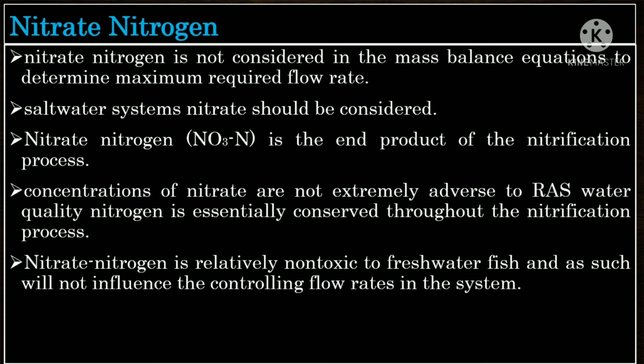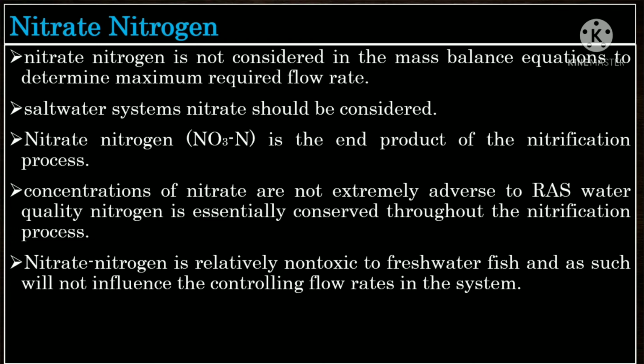So another is the nitrate nitrogen. The nitrate nitrogen is not considered in the mass balance equation to determine the maximum required flow rate. In saltwater systems, the nitrate should be considered. The nitrate nitrogen is the end product of the nitrification process, and in general, concentrations of the nitrate are not extremely adverse to the RAS quality.